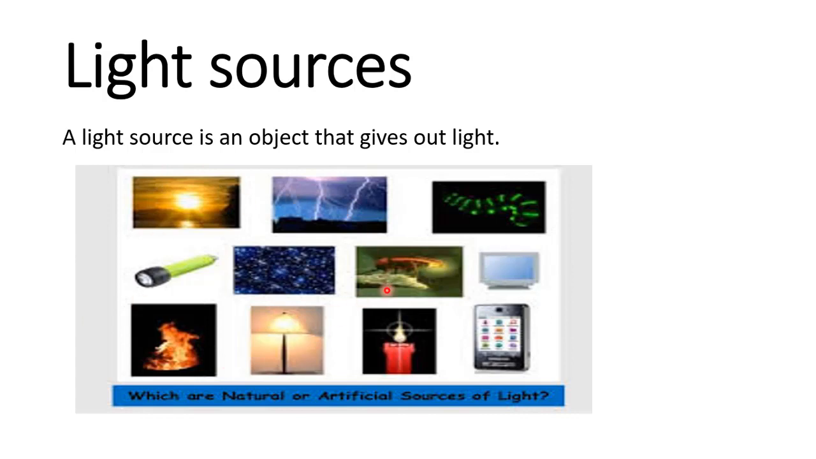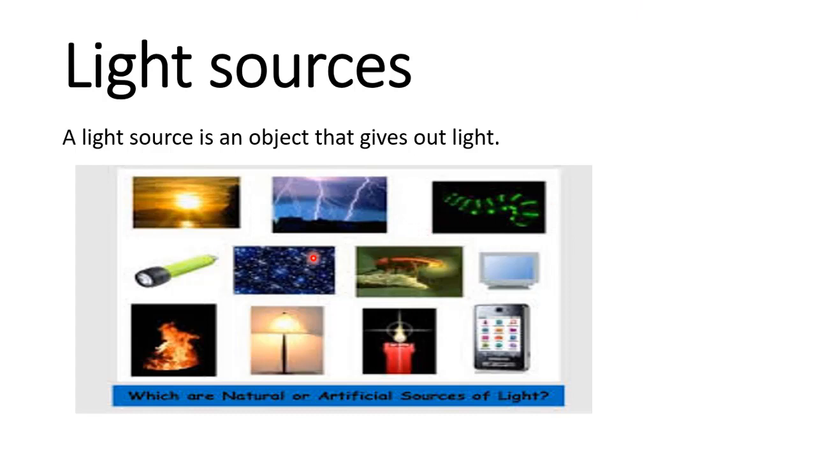Here I have a picture, and on this picture there are different light sources. Some of them, like this is a torch. This is a sun, lightning. So we have a television, a phone, and this is a lamp, and this is fire. All of these are light sources.